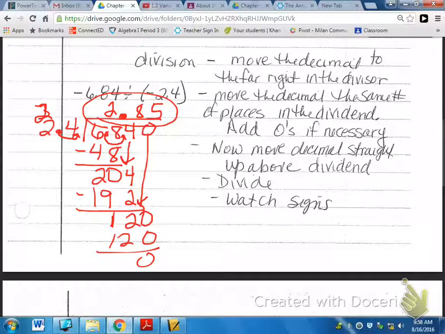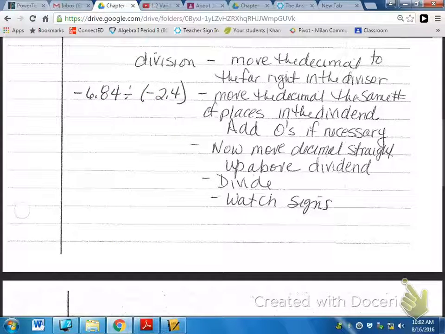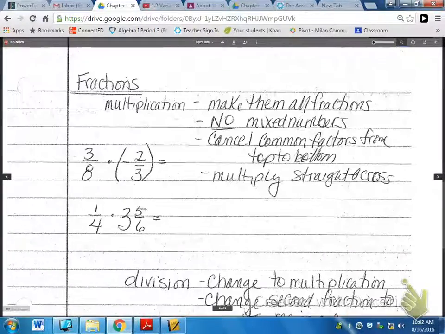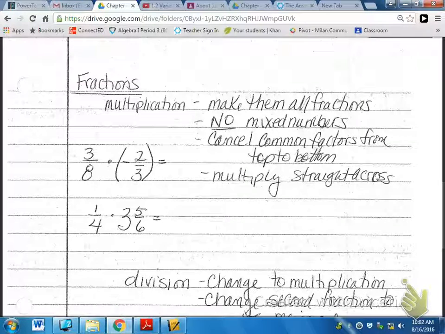All right, let's see what else we've got down here. I'm guessing fractions. Multiplying and dividing fractions, sure enough. For multiplication, make them all fractions, no mixed numbers. Cancel common factors from top to bottom, and then multiply straight across.